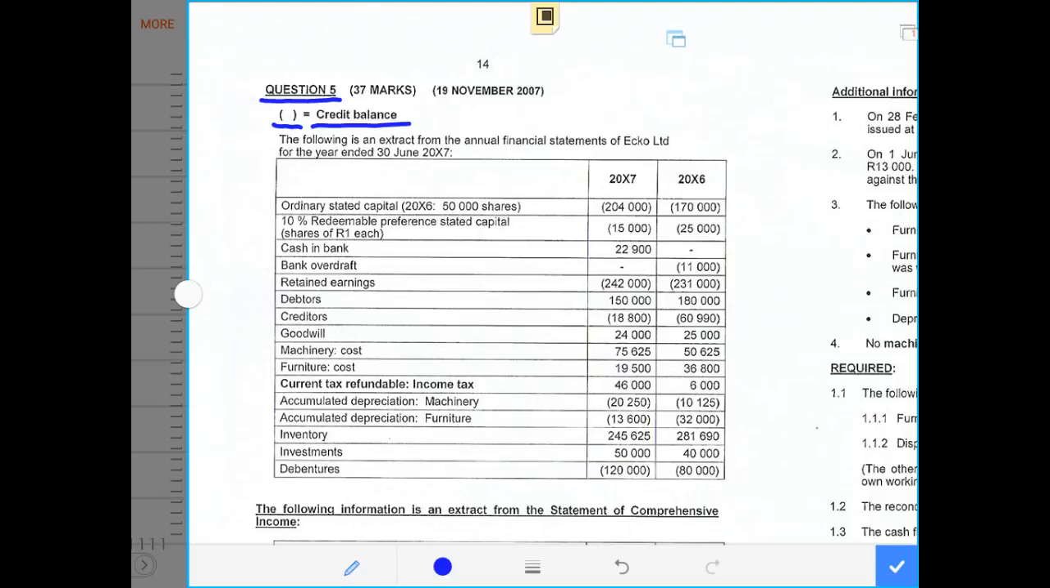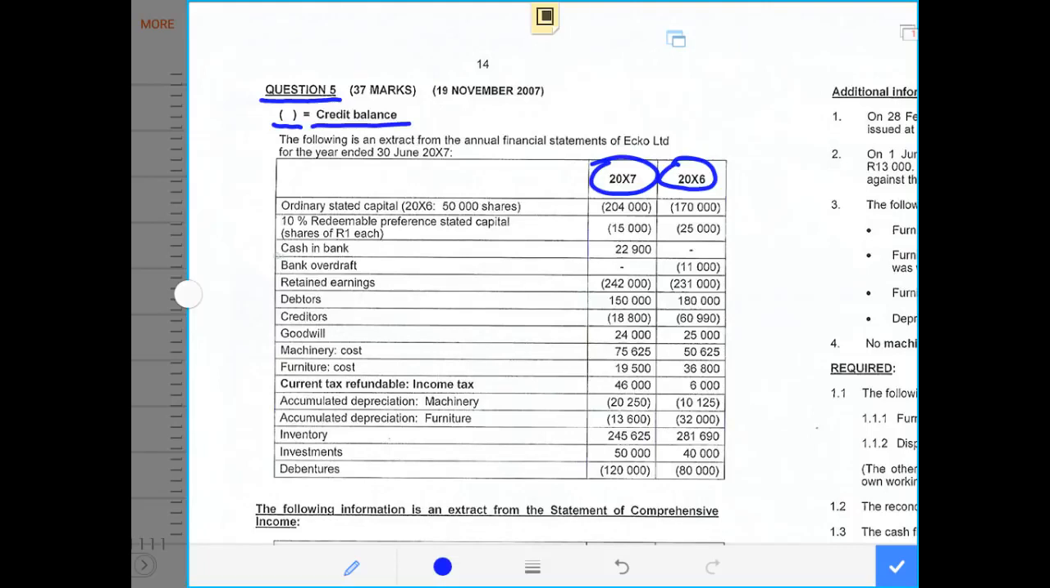It says the following is an extract from the annual financial statements of Echo Ltd for the year ended 30 June 2007. We are given two comparative years, the year 2006 and the year 2007. When we do cash flow, I always want to bring your attention to a few important things, especially regarding the balance being in brackets as a credit balance.